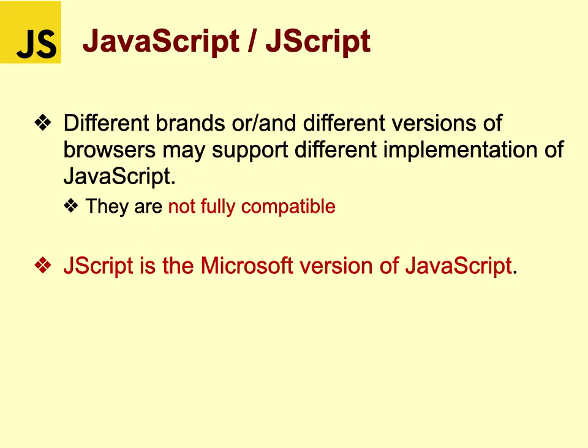So different brands and different versions of browsers may support different implementations of JavaScript. So these implementations are known as different variants of JavaScript, but they are not fully compatible with almost all the browsers. So JScript is the Microsoft version of JavaScript.